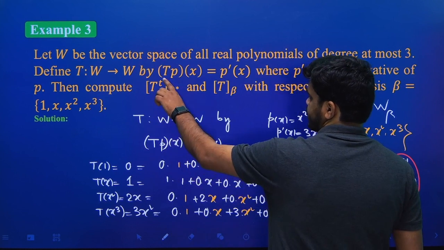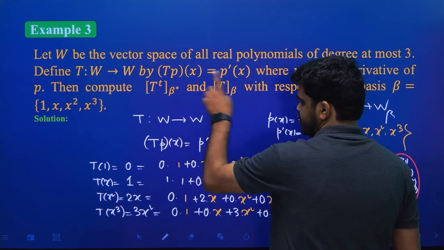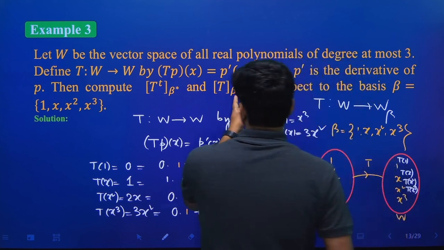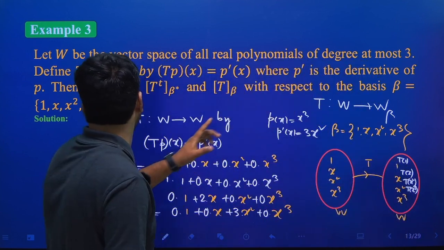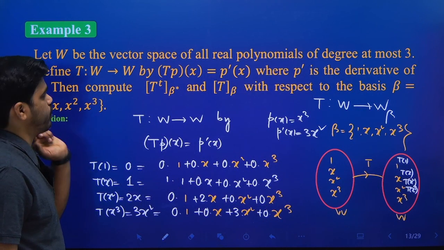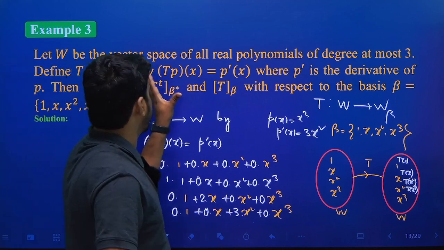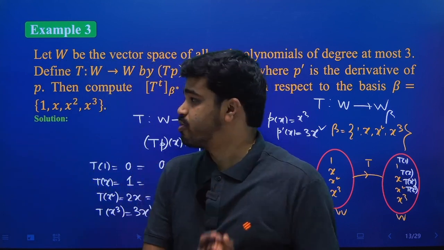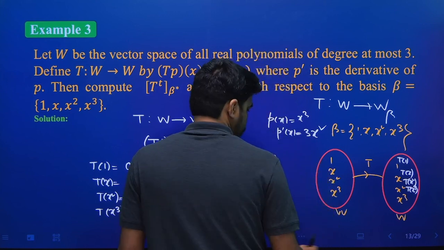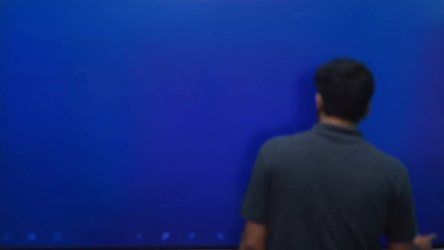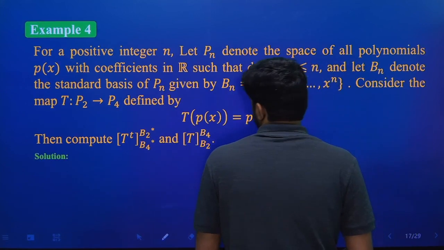We have to calculate T transpose with respect to the dual basis beta star and T with respect to the basis beta. Okay, what is beta? Beta is 1, x, x square, x cube. W is the vector space of all real polynomials of degree at most 3. Okay, so let us consider the next example.